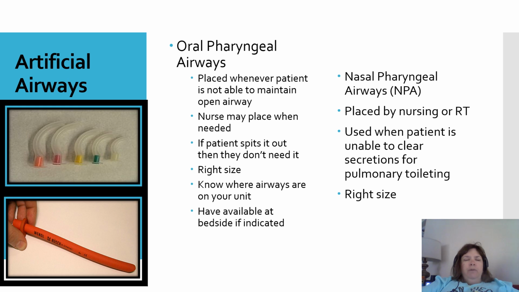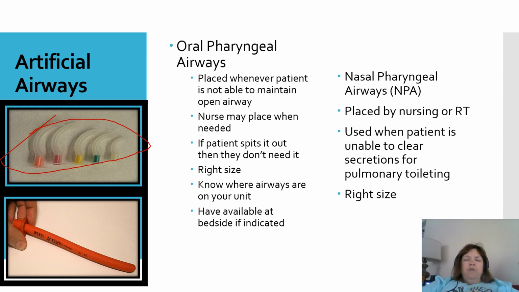And here are a couple of artificial airways that we'll talk about. Oral pharyngeal airways, which are right here. These are the oral pharyngeal airways. We usually just abbreviate and call them airways, but OPAs is their official name. They're placed whenever a patient is not able to maintain an open airway. That's usually due to anesthesia or a head injury or something along that line. Nurse may place when needed. If the patient spits it out, they don't need it.